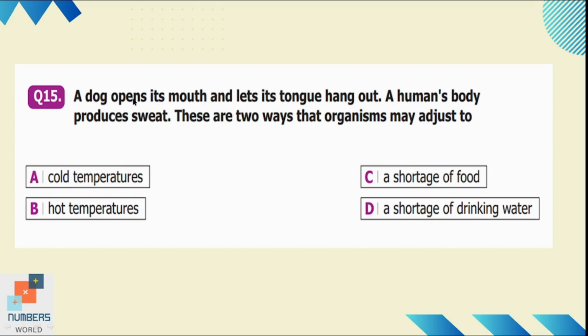Question number 15. A dog opens its mouth and lets its tongue hang out. A human's body produces sweat. These are two ways that organisms may adjust to option A cold temperatures, B hot temperatures, C a shortage of food, D a shortage of drinking water. We know that human body produces sweat in the hot weathers which keeps the body cool. So option B is the correct option here.